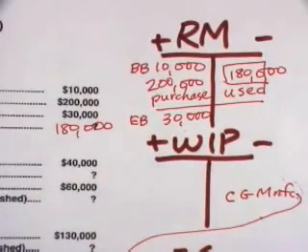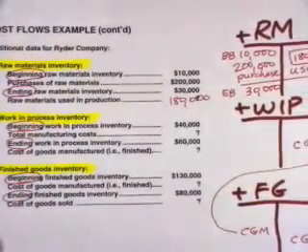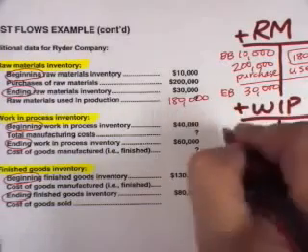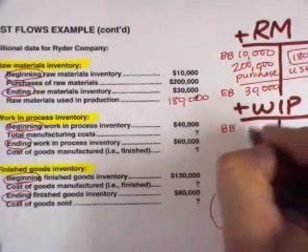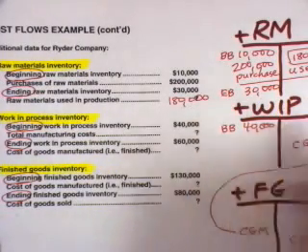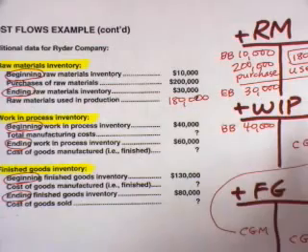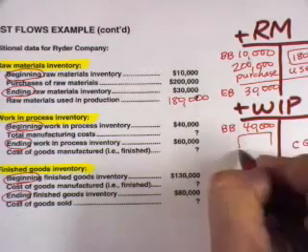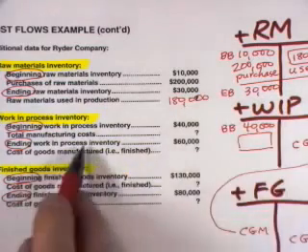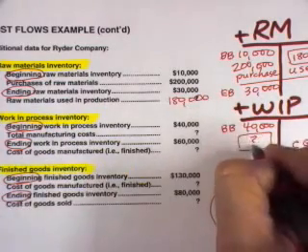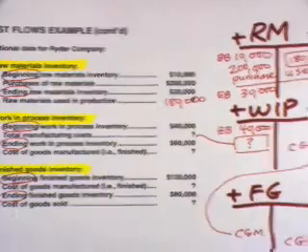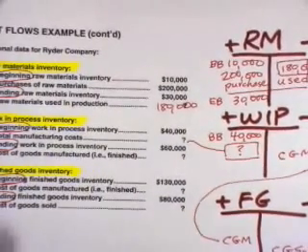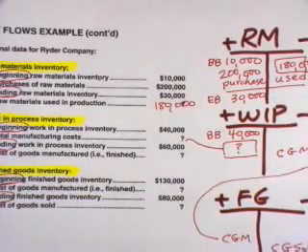Now with work in process, they've given us two pieces of information. They've told us that the beginning work in process inventory was 40,000, so that's our beginning balance of 40,000 at the beginning of the period. And the amount that increases work in process is going to be our total manufacturing costs, and we don't know what that is, but that's what we're going to be figuring out in this problem.